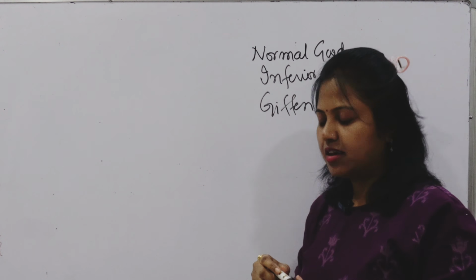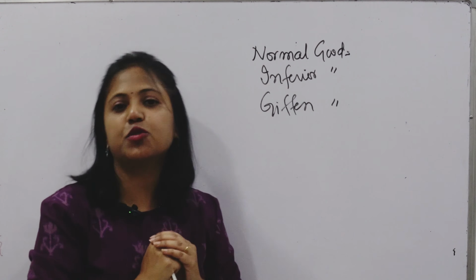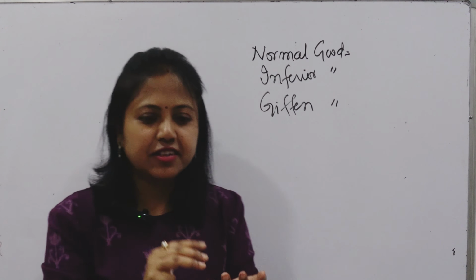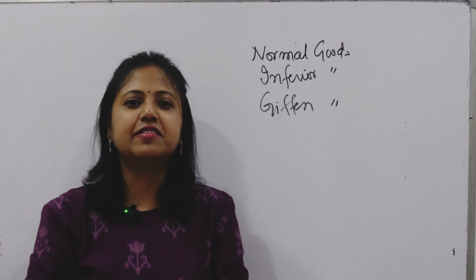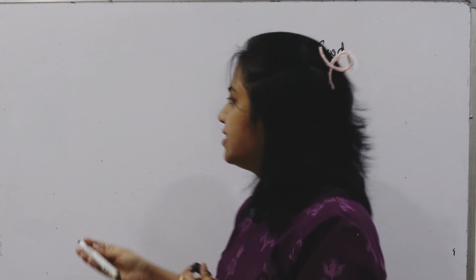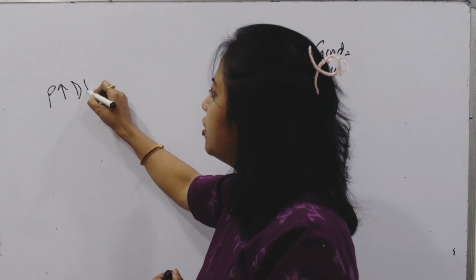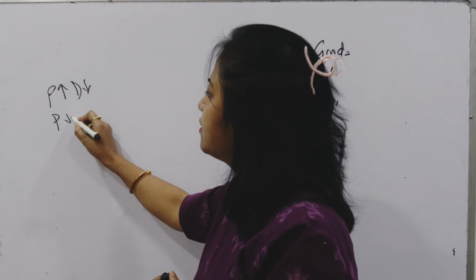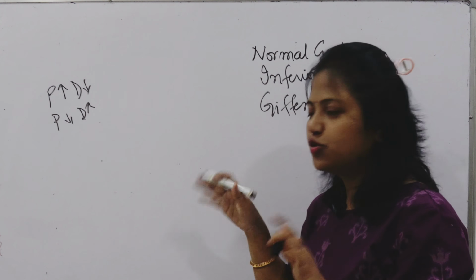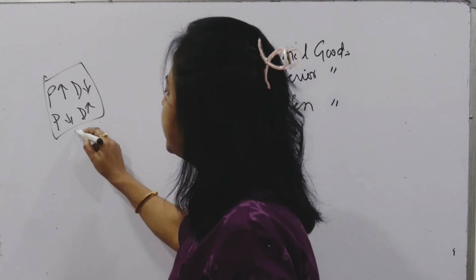So let's start. Now, how we define these three types of goods, we will have the understanding from the very basic, what is law of demand. Law of demand says that as price increases, demand falls, and when the price falls, demand increases. First step. We understood the first step. This is our law of demand. Second step.